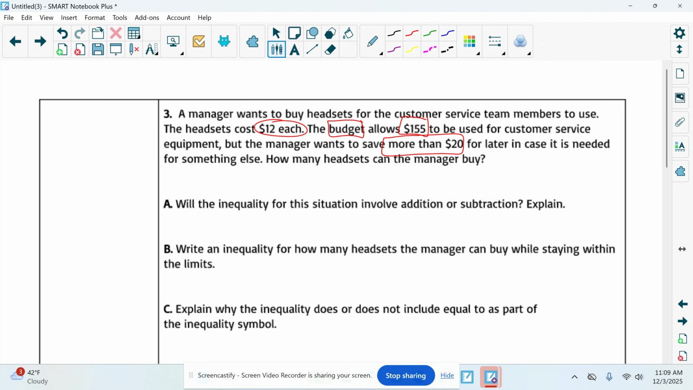Okay? So from that $155, that's what we can spend, right? What operation is spending? Subtraction. So right here it says, will the inequality situation involve addition or subtraction? Subtraction.